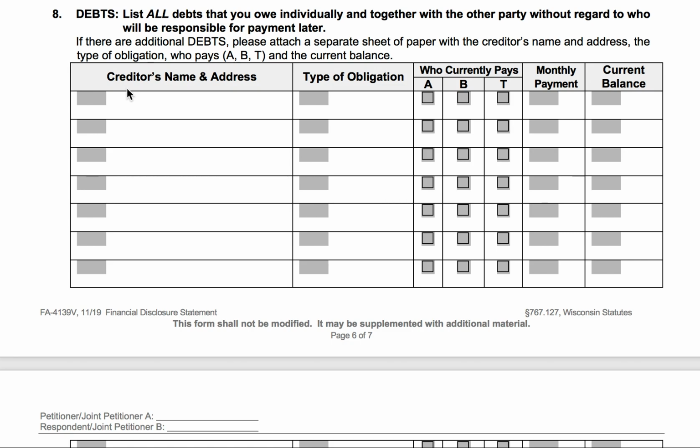And if you're filling this out on your own, yours will also include debts that you don't have together with your spouse. So if you took out a student loan 20 years ago, you'll still list it here, even if it has nothing to do in your mind or in anyone's mind with your divorce. So just something to keep in mind as we do this.